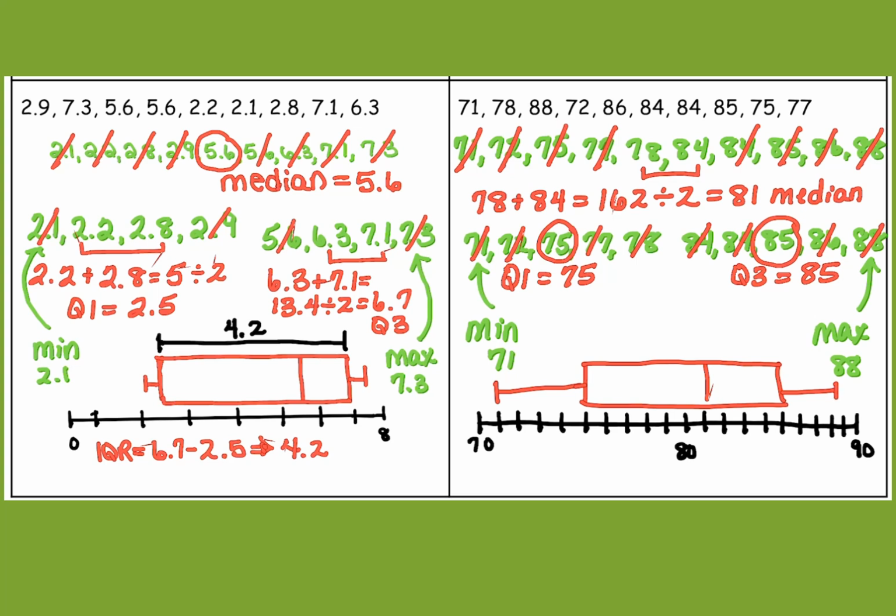The last step of our box and whisker plot is to find our IQR, or our interquartile range. Now to find this, we use our Q3, which is 85, and we subtract our Q1, which is 75. This gives us a value of 10, so our interquartile range is 10.